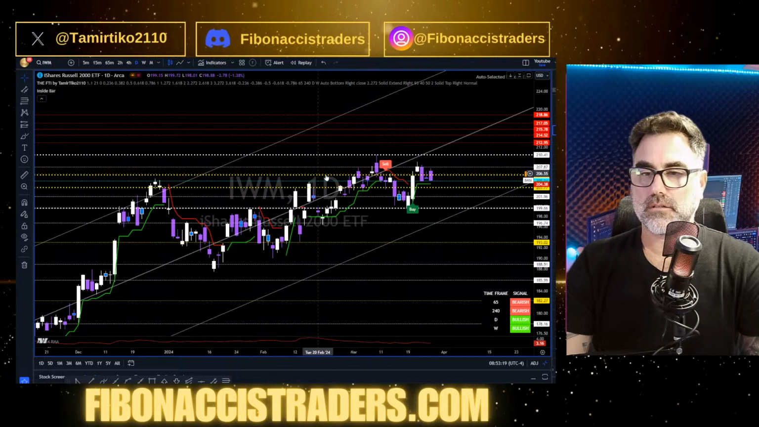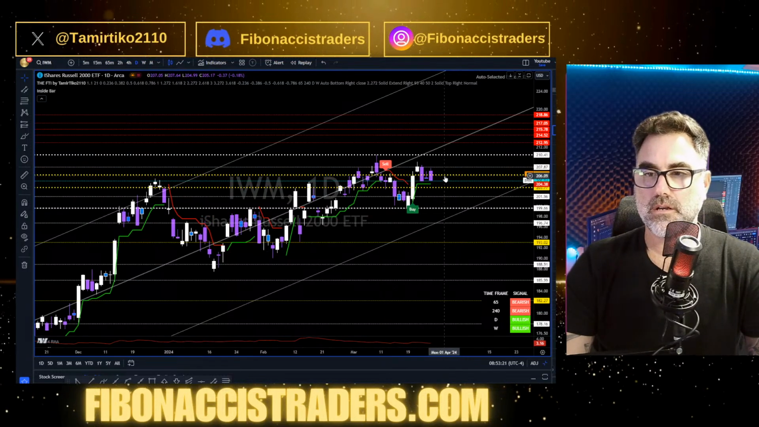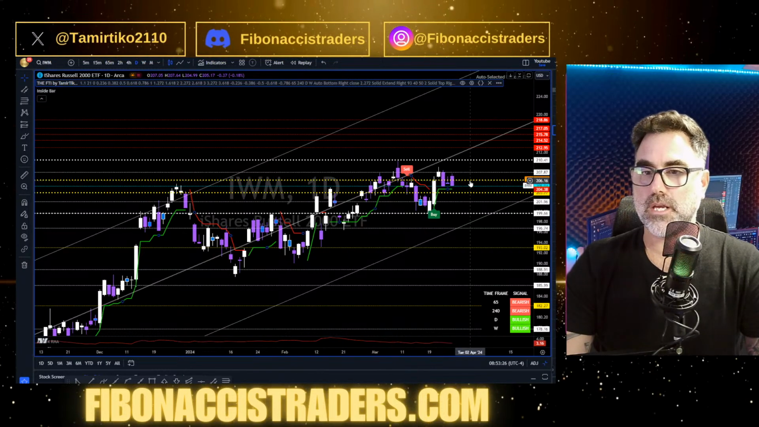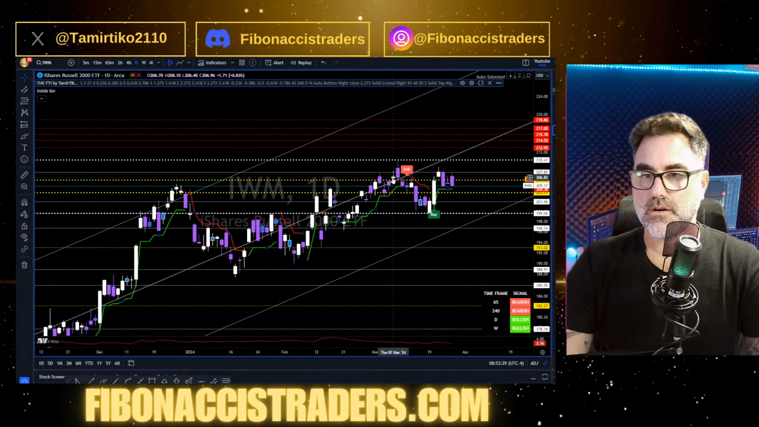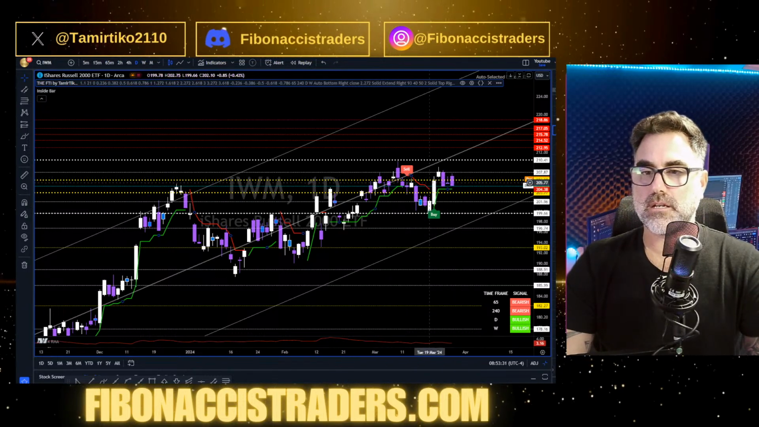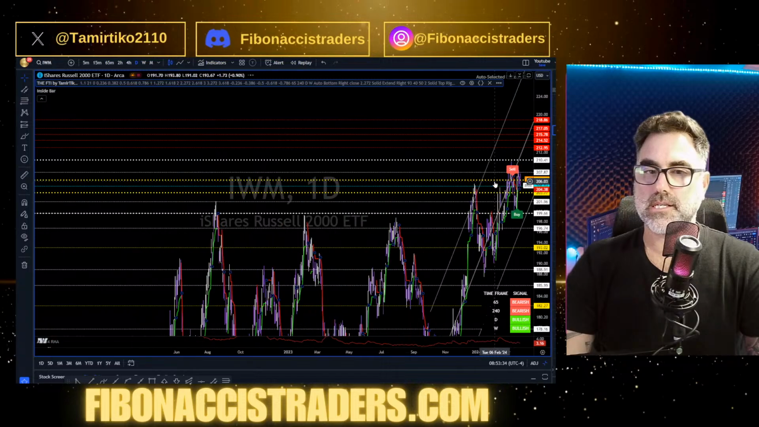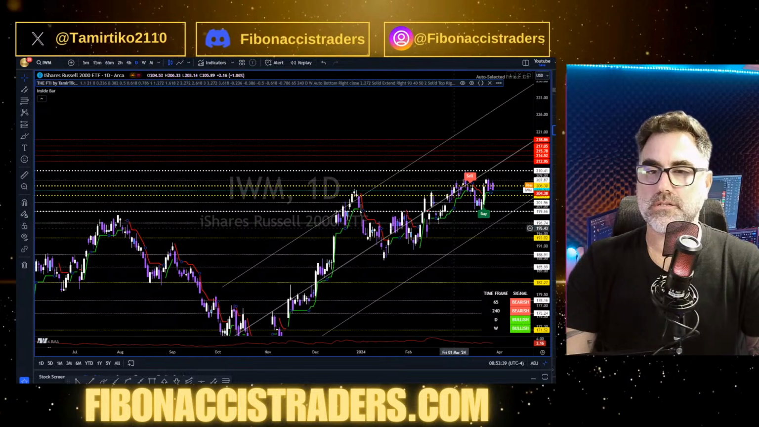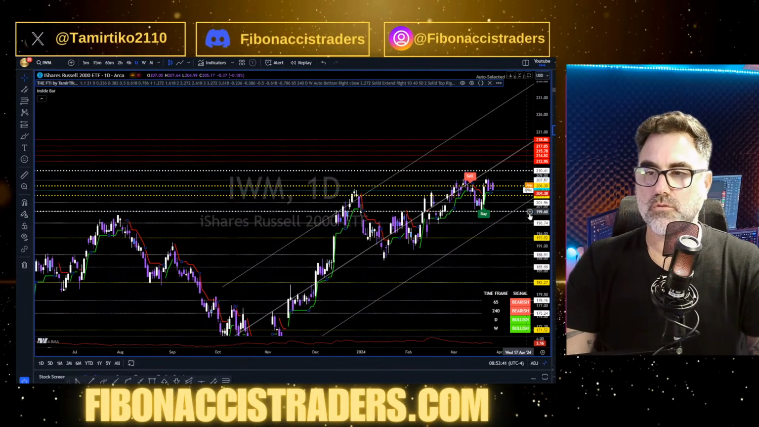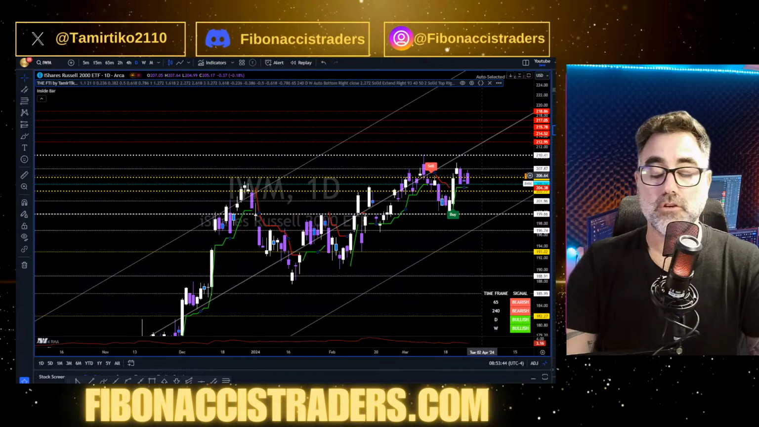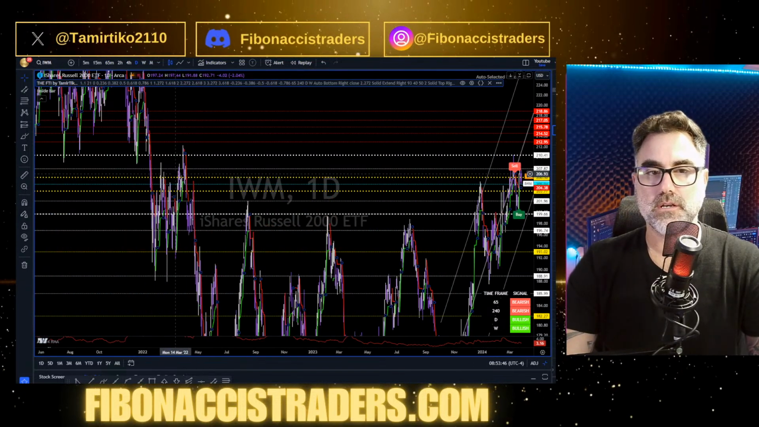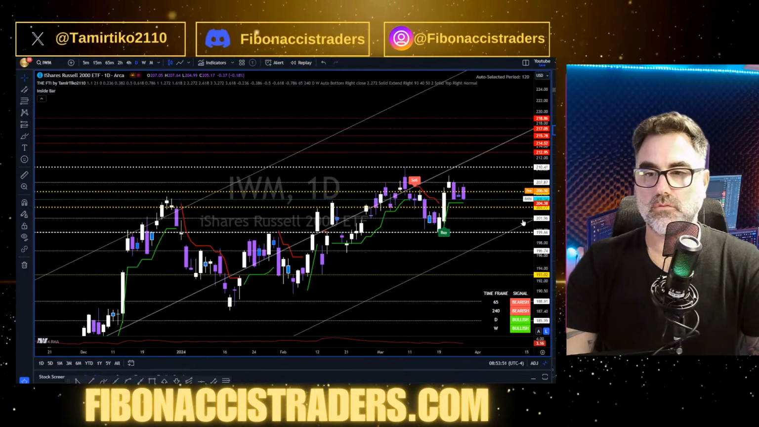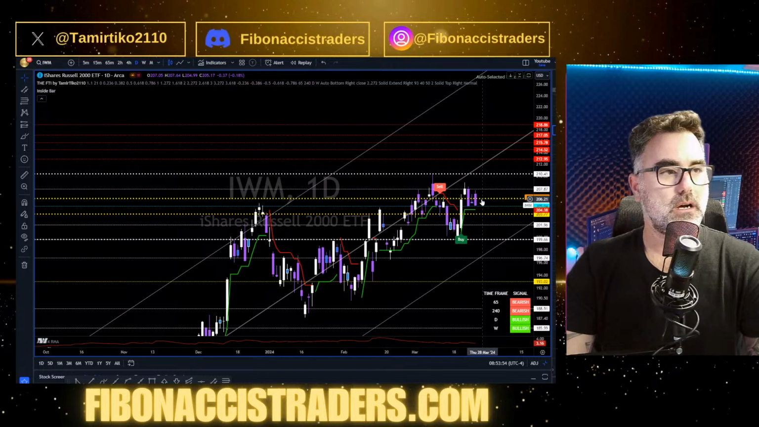Russell struggling to stay above the yellow zone. Let's see. For now, I want to see at least 1 week above the 206. Russell did not manage to close above the 206 since April of 2022. 2 years. This area, the 205, 206, super tough resistance. Super tough. 2 years. So I want to see Russell 2000 closing a week above it.